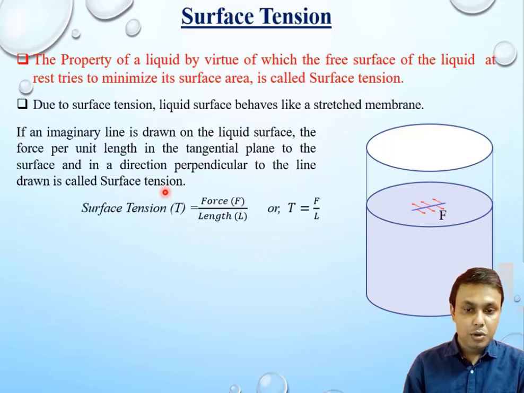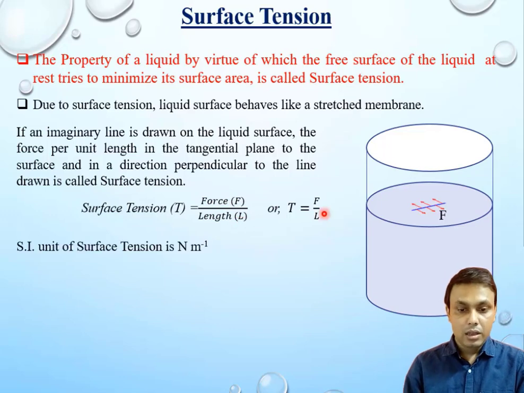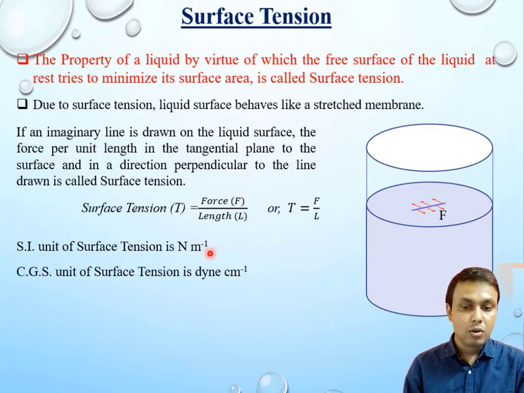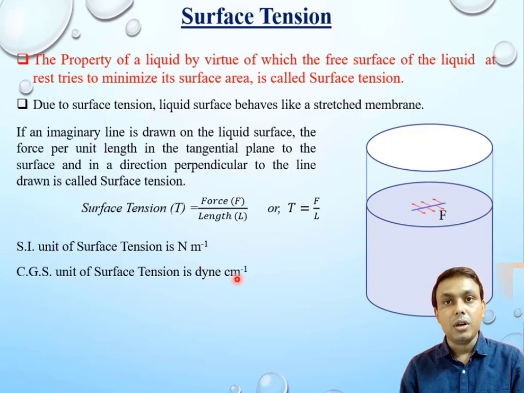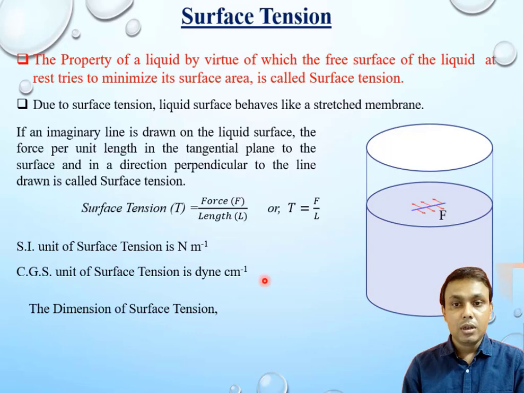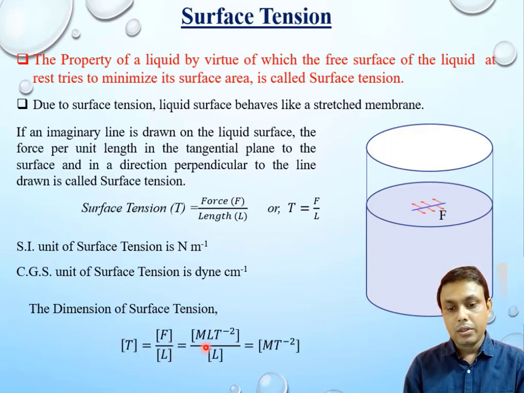So the expression of surface tension is T equals force over length. The SI unit of surface tension is Newton per meter, N m⁻¹, because the unit of force is Newton and the unit of length is meter. Similarly, the unit of surface tension in CGS will be dyne per centimeter, or dyne cm⁻¹. Now the dimension of surface tension is given by T equals F by L, that is MLT⁻² over length, which means MT⁻².